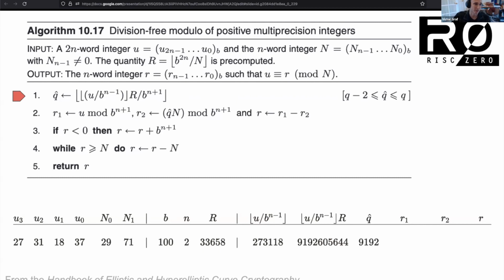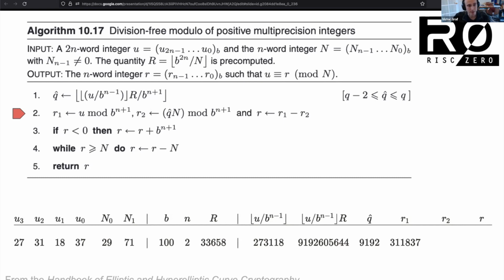All right. So now we're going to calculate these two values, R1 and R2. And when we subtract R1 and R2, we'll get the partially reduced result. So R1 is the lowest three words. We chop off the highest word now, again, because it doesn't affect the end result of the input. So this is the 31, 18, 37, the lowest three words of the input. And then we calculate the R2 value, which is our quotient times our modulus. If you recall before, this quotient is effectively how many multiples of the modulus we are going to subtract.